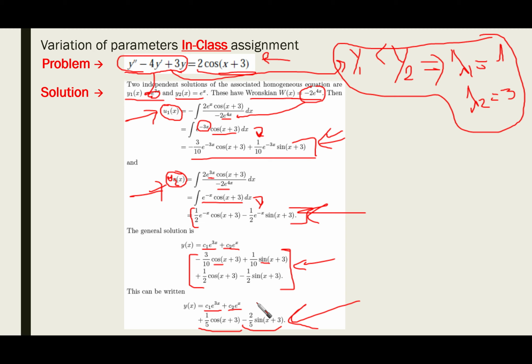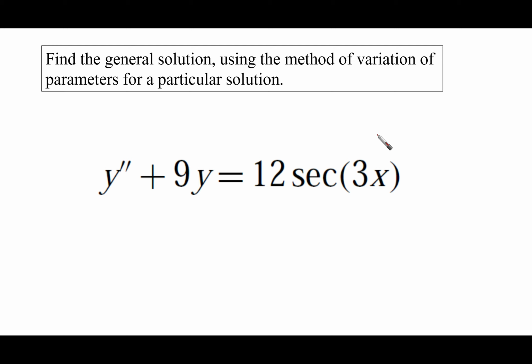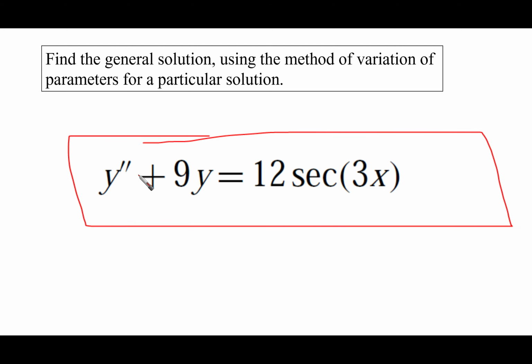I'm going to show only the home assignment that you should do. Okay, and after that I'm going to wrap up the video. So this is the home assignment. y double prime plus 9y equal to 12 sec 3x. Find the general solution using the method of variation of parameters for a particular solution, as we have done before.